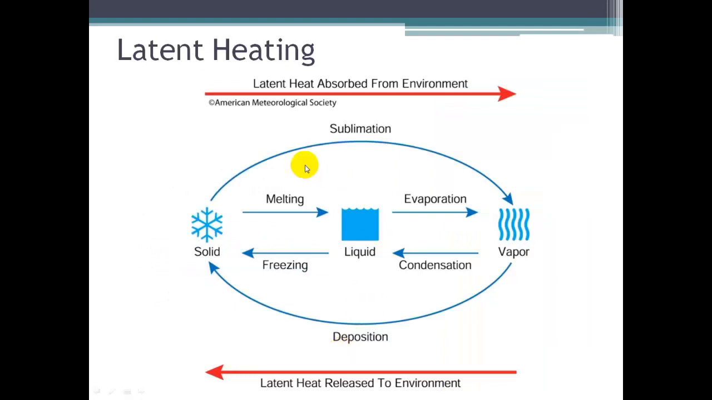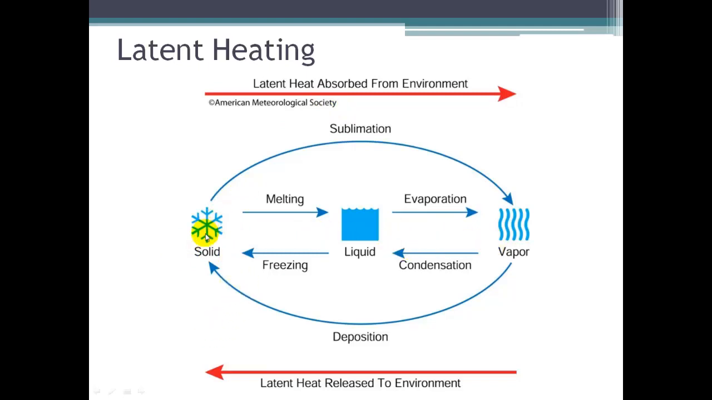So latent heating. Here we see the three states of water: solid, liquid, and vapor. As we move in this direction, from solid or liquid to vapor, going from left to right in this graph, it requires energy. It needs latent heat, so it's absorbed from the environment. Some of the available energy has to go towards making this phase change.